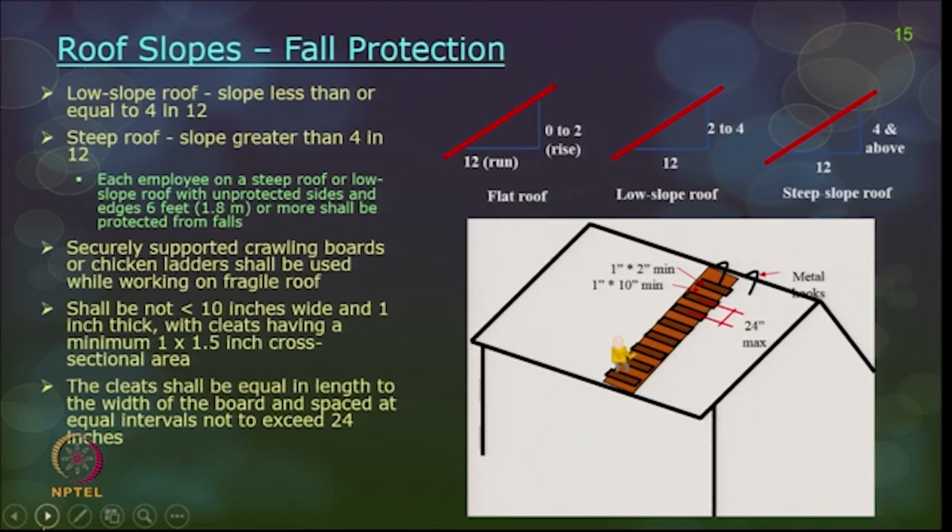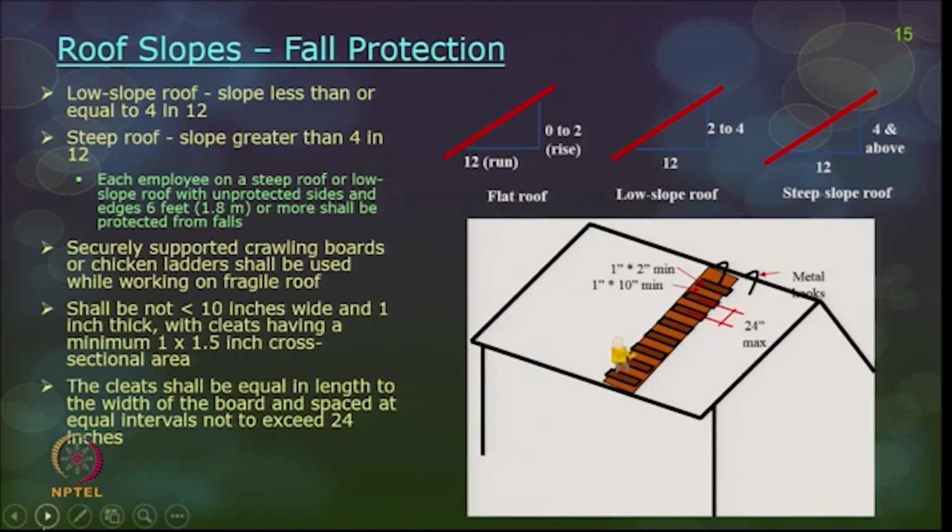Maybe it is an opening, or maybe it is a wall opening, or it can be an open edge of a floor. The only way to protect is guardrails, which we will see a little later after understanding what a roof slope is and so on, because both these hazards require the same fall protection.